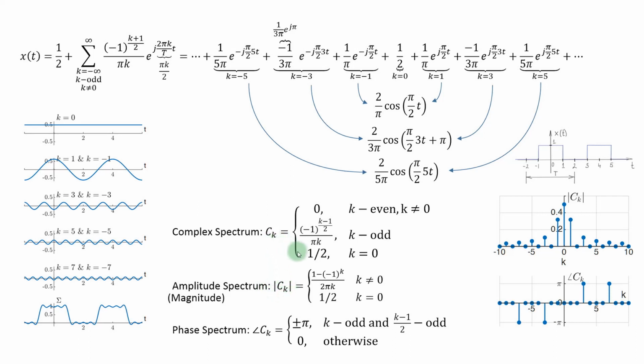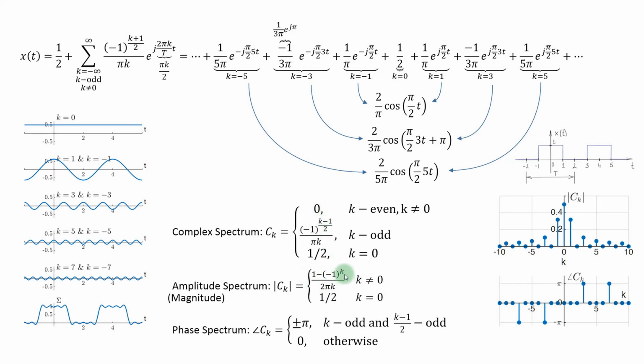So what are the magnitudes of these numbers? Well, for k even and not 0, the magnitude is 0. In this case, when k is odd, it will be 1 over pi k, and for k equal to 0, it is 1/2. So the magnitude can be written like this. Check that out. When k is even, this will become 1, and 1 minus 1 will be 0, so this entire thing will be 0.